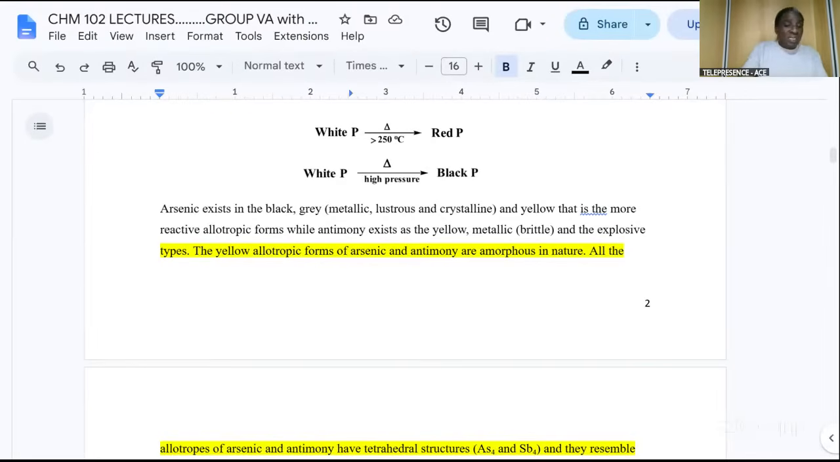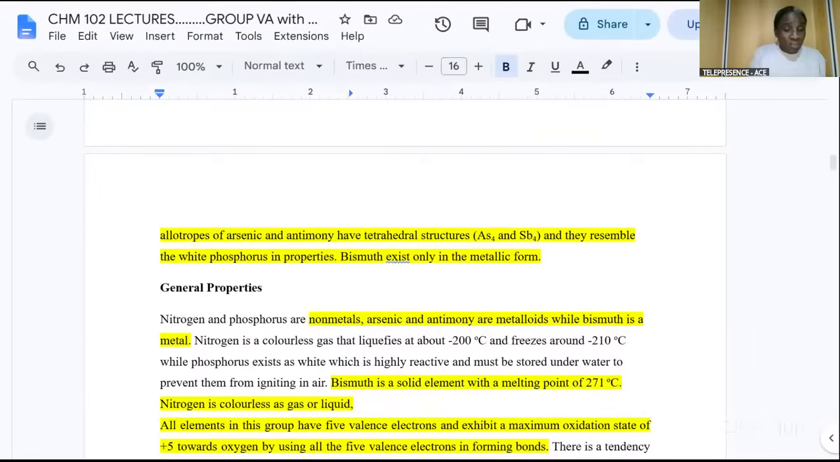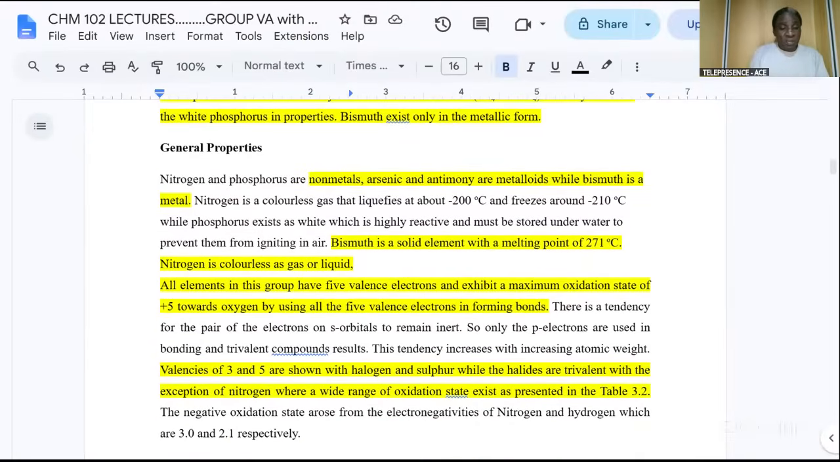Arsenic exists as gray, the gray is the metallic and the crystalline type of arsenic, and the yellow is the what? More reactive form, while antimony exists as yellow, and so on and so forth. I don't want us to waste too much time here, but anything that I have marked here or have labeled, you have to actually take note of them.